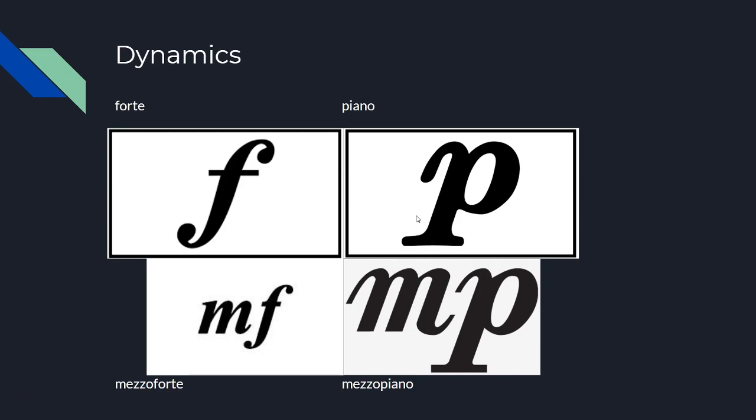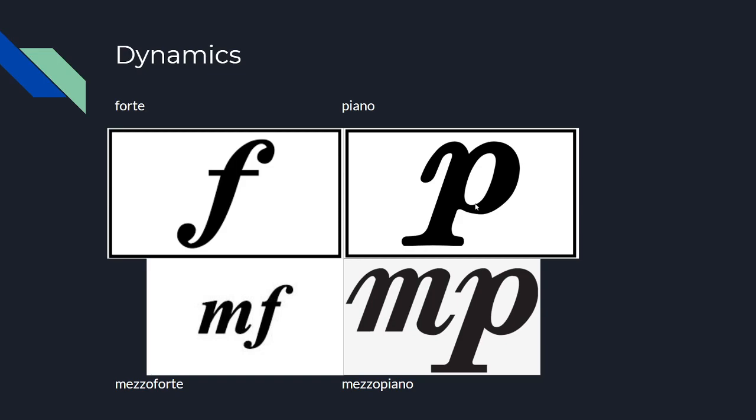If we were to rank these from the softest to the loudest, it would be piano, mezzo forte, and forte. There is also fortissimo, which is two Fs, and pianissimo, which is two Ps, in which case fortissimo would be louder than forte and pianissimo would be softer than piano.